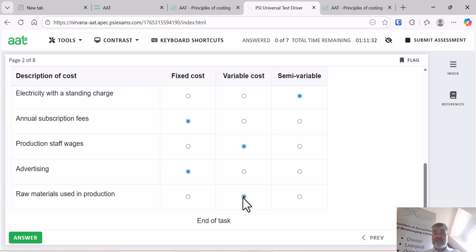Okay, well, that brings us to the end of task 1 of sample assessment 2 for the PCTN exam.